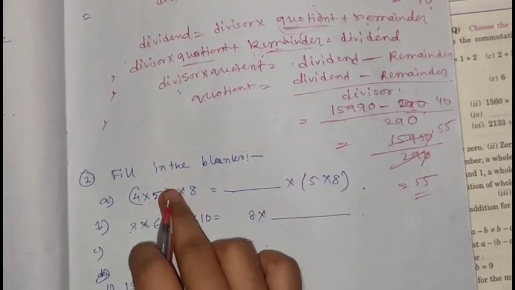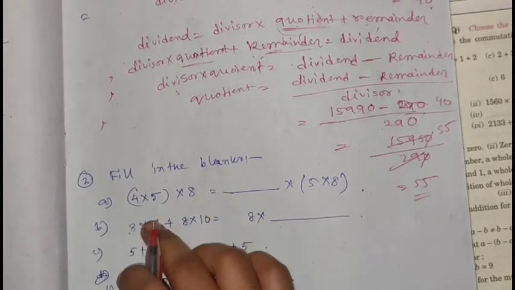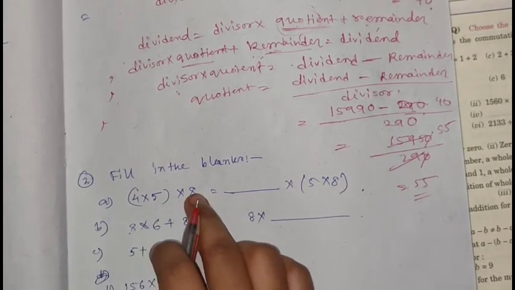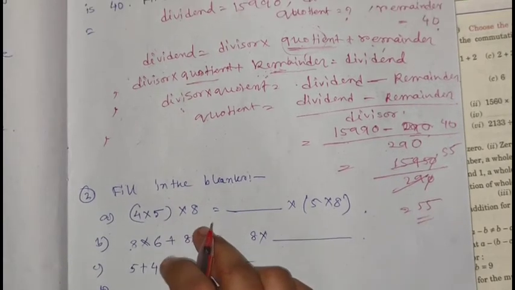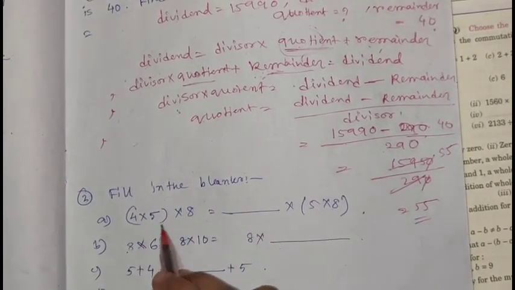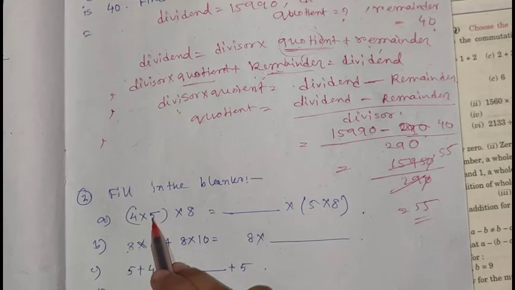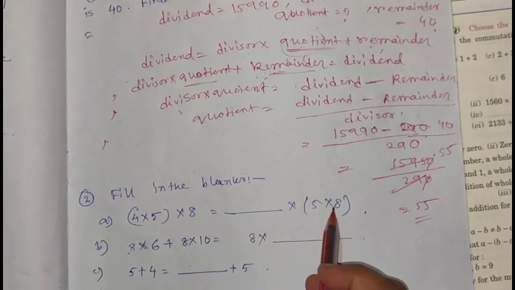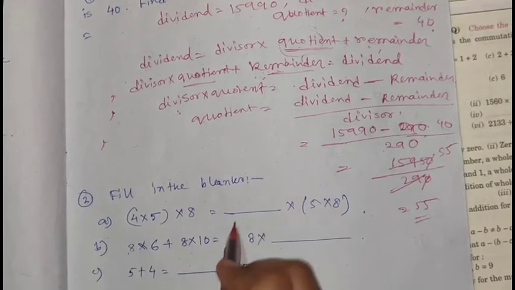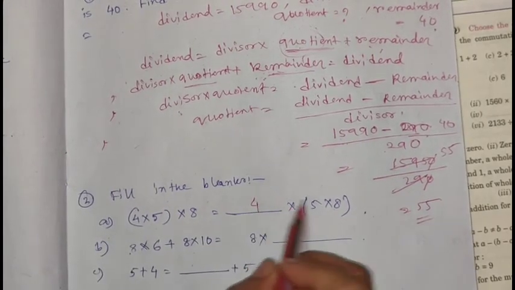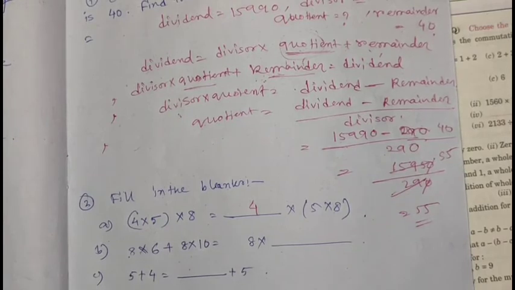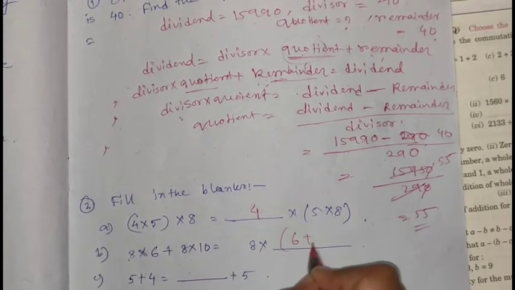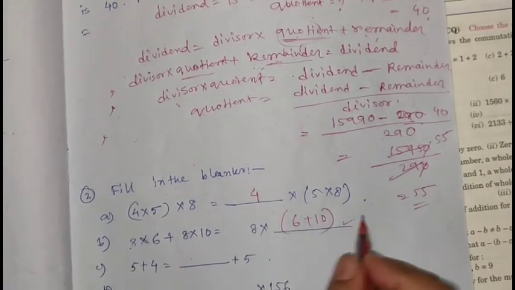Now you have to fill in the blanks. 4 multiplied by 5 multiplied by 8. Here you can observe that the position of the bracket has changed. Here 5 and 8 are inside the bracket. So here you need to write 4, and this is the associative law. Next one, 8 multiplied by 6 plus 8 multiplied by 10, that is 8 multiplied by 6 plus 10. This is the distributive law.